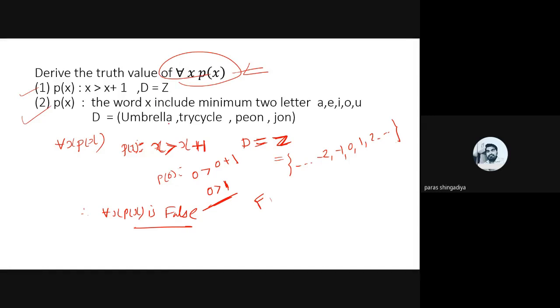So first, umbrella includes two letters, E and A. So for umbrella it is the correct one. For tricycle, it includes only one vowel, that is only E.